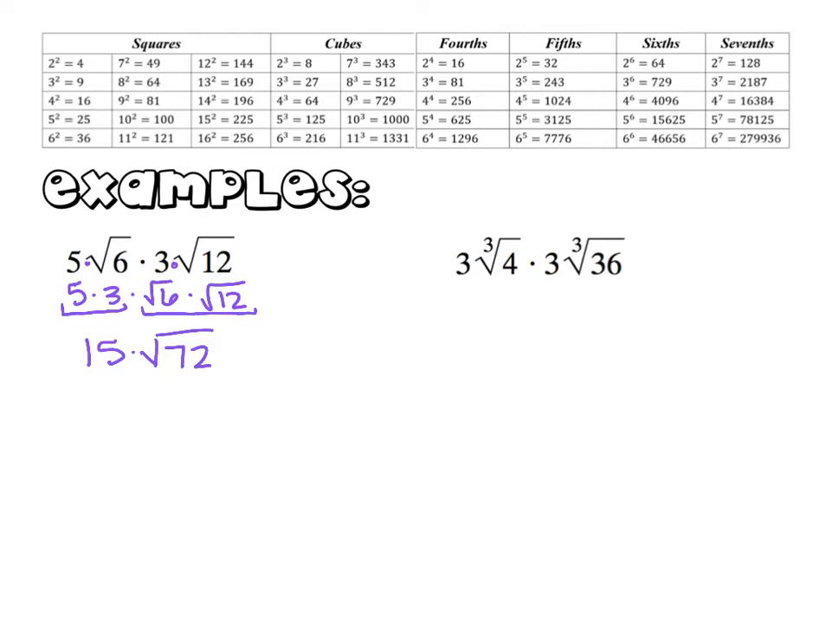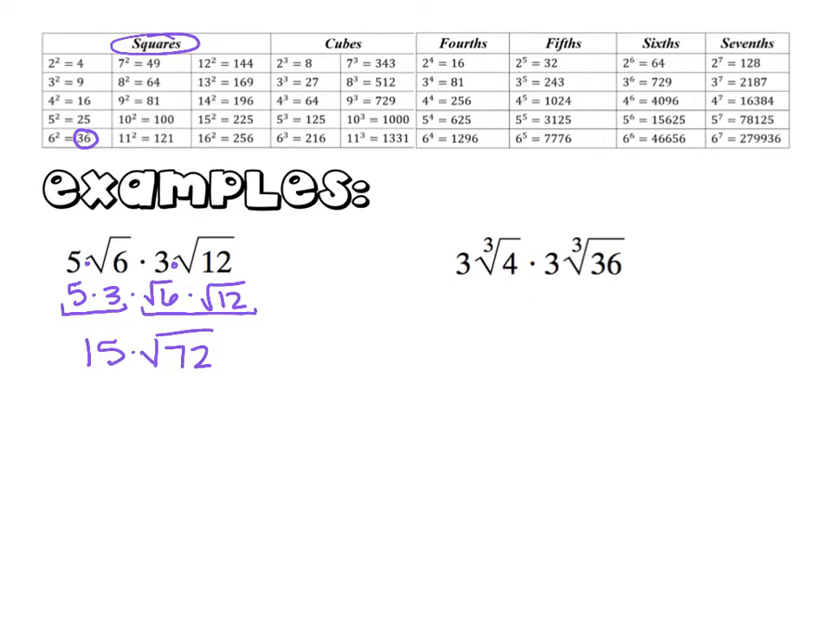So I look and I say, what perfect square can I divide 72 by? I can divide it by 9, but is that the biggest perfect square? No, I think 36 is the biggest perfect square.